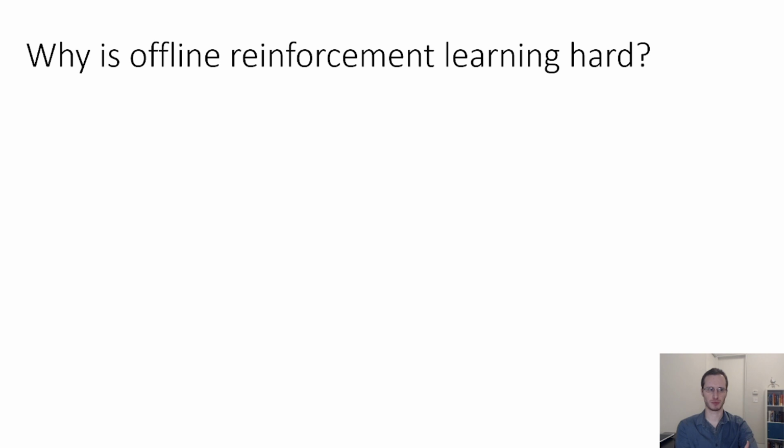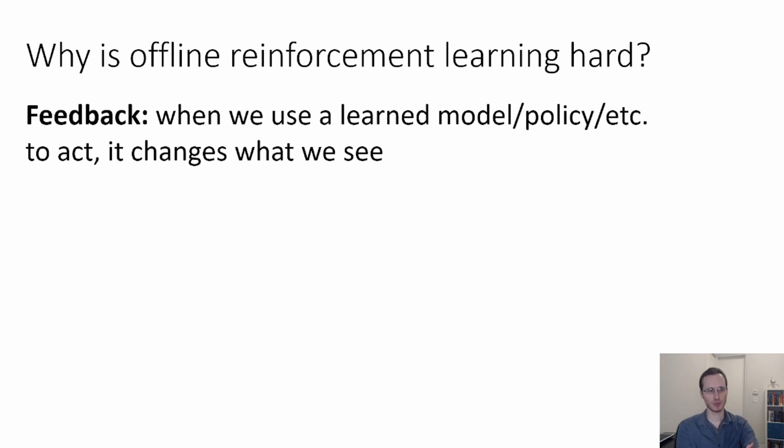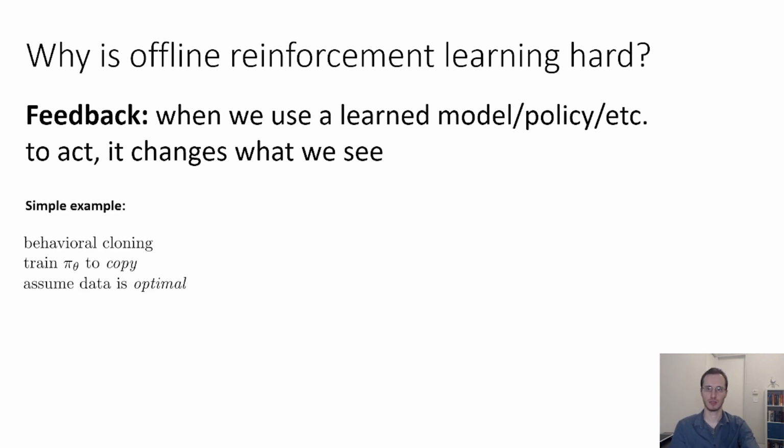So why is offline reinforcement learning hard? Well, there are a number of issues that we have to contend with. One big issue is feedback. Feedback is a problem anytime when a deployed machine learning system affects what it will see next, which is of course the case in a sequential decision process of the sort that we see in RL. So when we use a learned model to act, it changes what we see. Here's a simple example. Let's forget about RL, and let's imagine we have an even easier problem. Let's say that we're given a data set that contains optimal actions. Not just any old actions, but like literally just the optimal actions. All we have to do is just copy the actions that were taken.